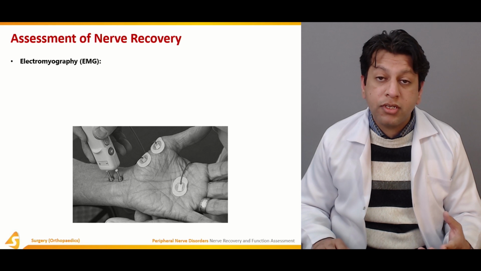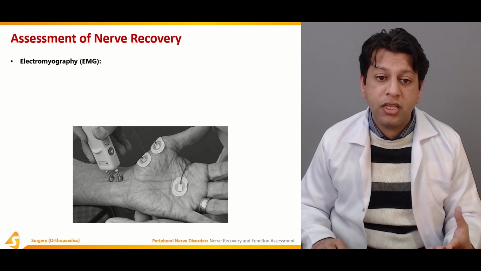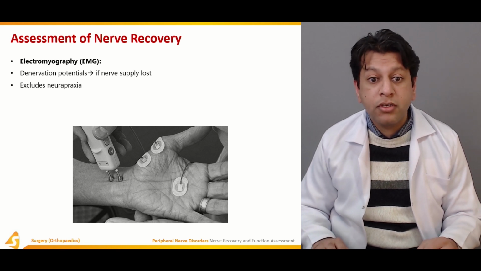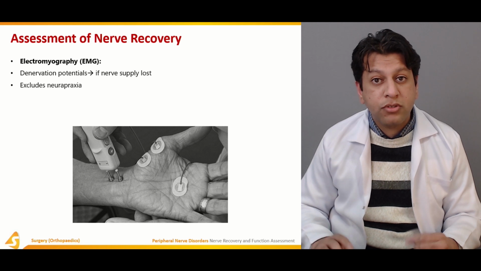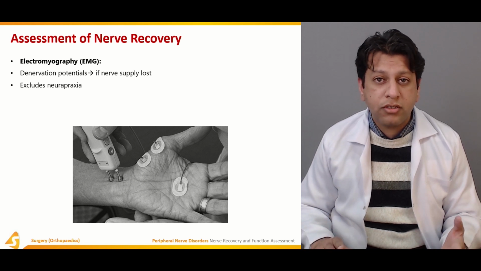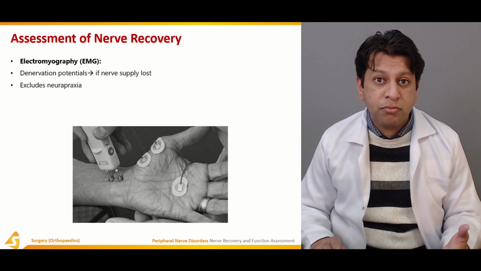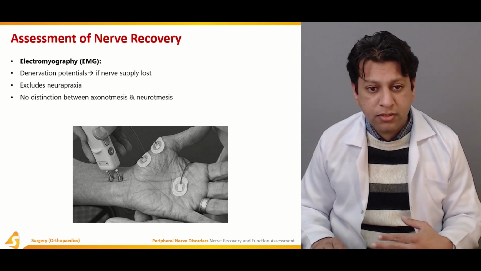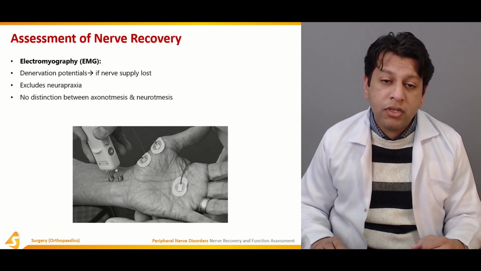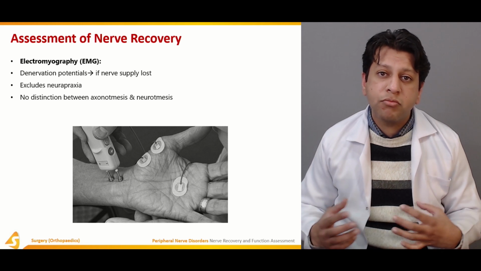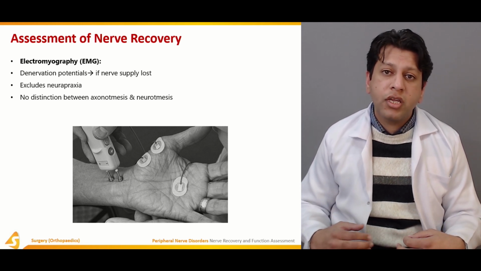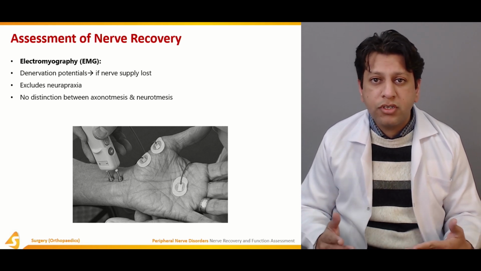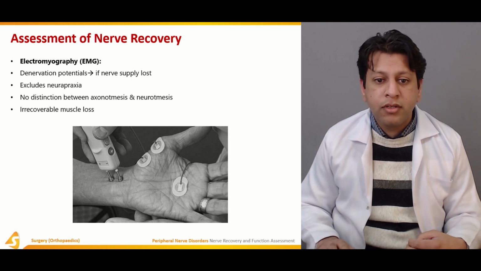Other tests which are more sensitive and more specific for nerve injuries are EMGs, electromyography. There is a denervation potential if nerve supply is lost. This excludes neuropraxia, because if a nerve is completely lost, there is no conduction, which means it's not purely compression, so it is either neurotmesis or axonotmesis. Although EMGs mark the muscle fasciculations and muscle contractions to the nerve, they cannot exactly differentiate whether it's axonotmesis or neurotmesis. To exactly differentiate, we need nerve conduction studies.